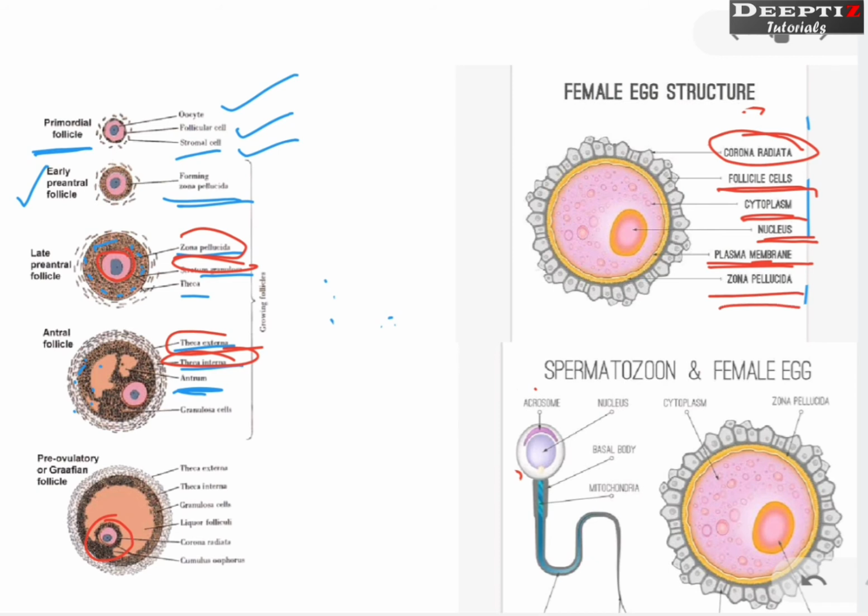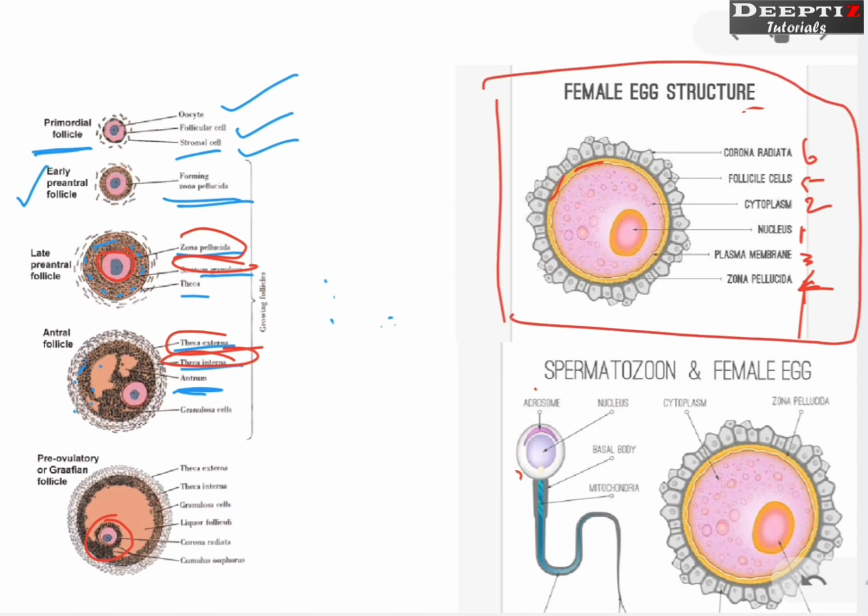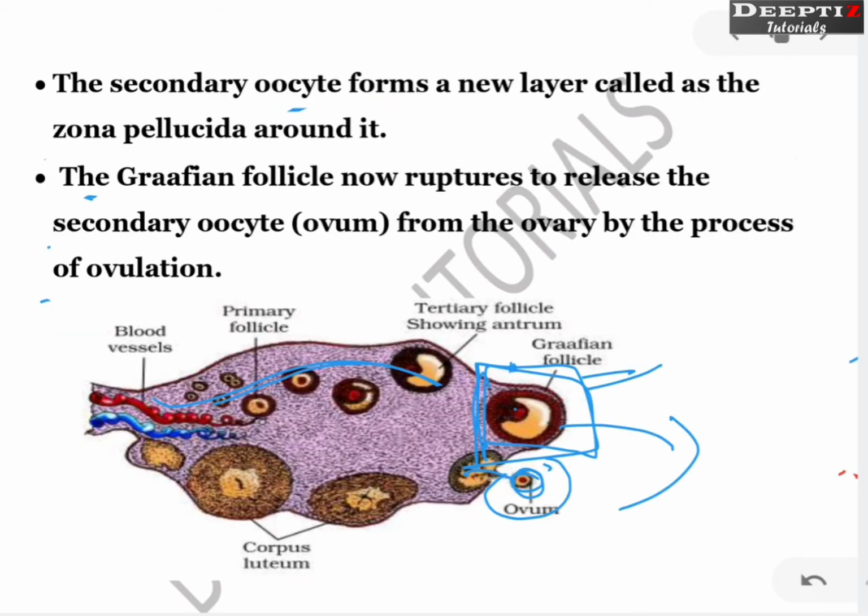If you want to go inside out, let me number it. First there will be the nucleus. The nucleus is surrounded by cytoplasm. Cytoplasm is surrounded by plasma membrane. Plasma membrane is surrounded by the zona pellucida, this yellow layer which you can see here, in the fourth number. Then surrounding this zona pellucida there will be follicular cells, and almost outside there will be the corona radiata. This is the structure of this ovum.